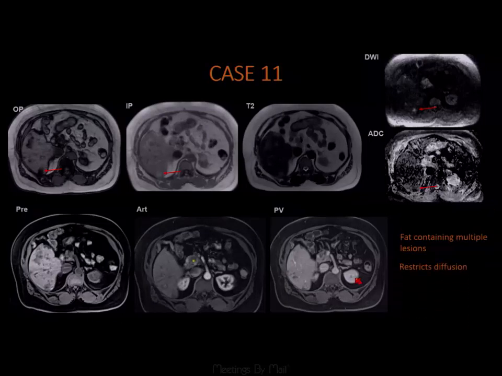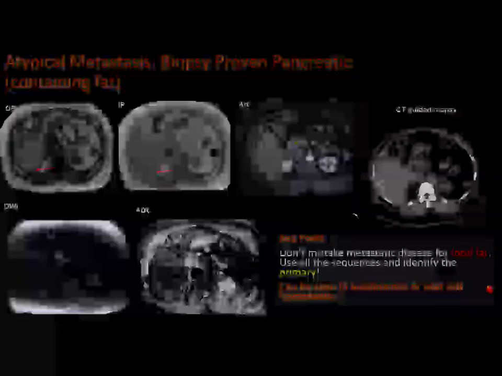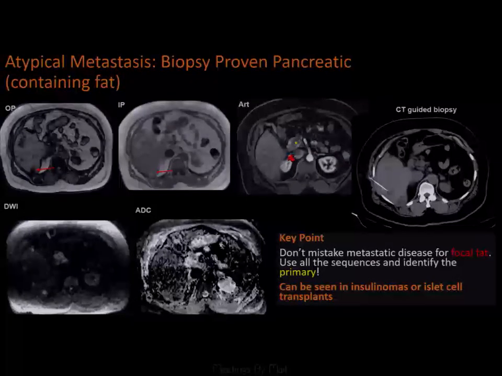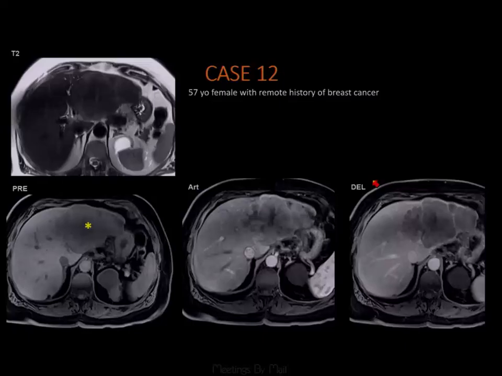And what you don't want to miss is this pancreatic adenocarcinoma. And this turned out to be biopsy-proven pancreatic metastasis. And uncommon manifestations of common things like metastases are still more common. So this was actually pancreatic mets.